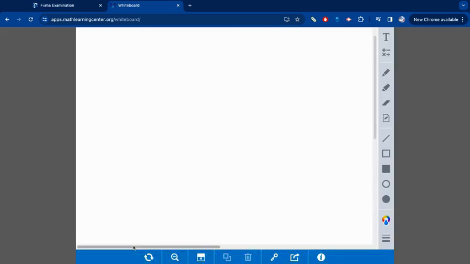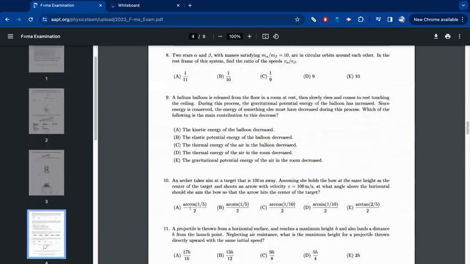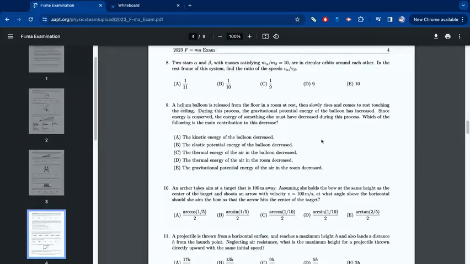Okay, next problem, problem number 8. If two stars, alpha and beta, with masses satisfying m alpha over m beta equals 10, are in circular orbits around each other in the rest of the system, find the ratio of the speeds v alpha over v beta.